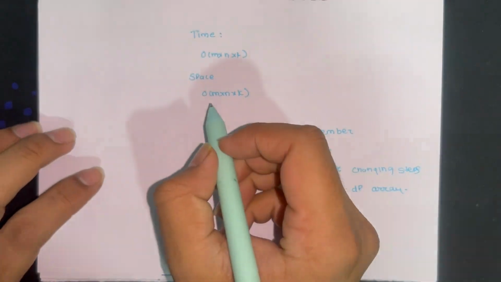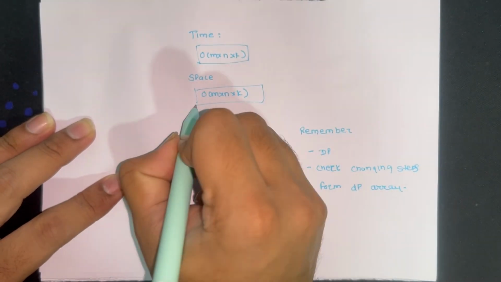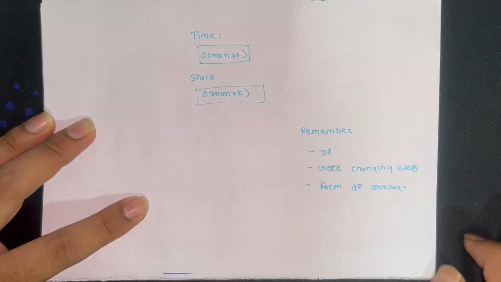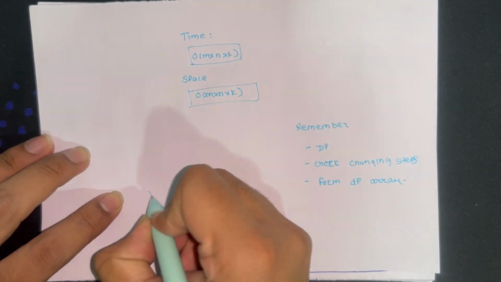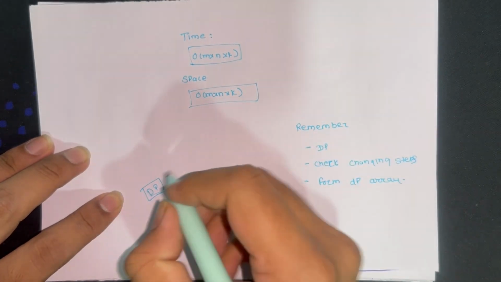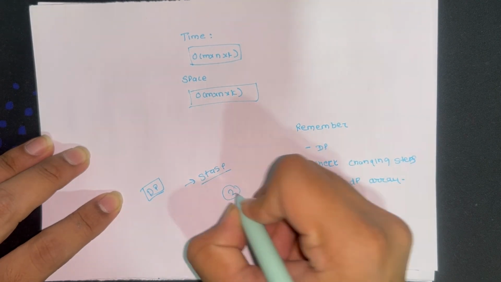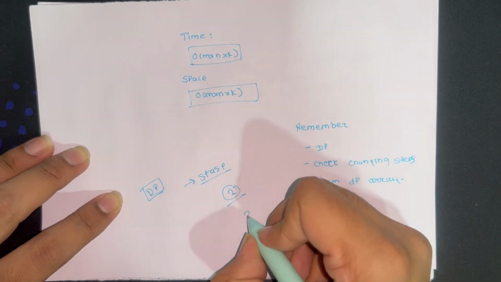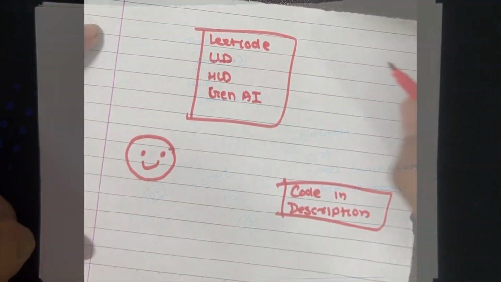The time complexity will be order of m cross n cross k, and the space will be order of m cross n cross k. So the takeaway from this problem is, when you encounter a DP like problem, just see what all states are changing in it. If there are 2 states changing, create a 2D array. If 3 states are changing like in this problem, create a 3D DP array. So that's it for this problem.